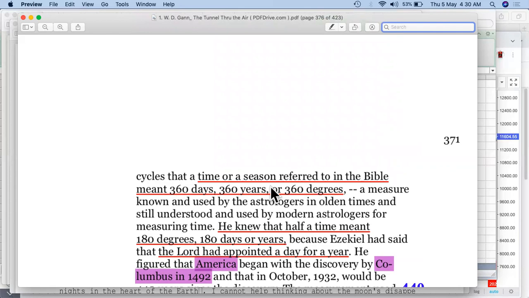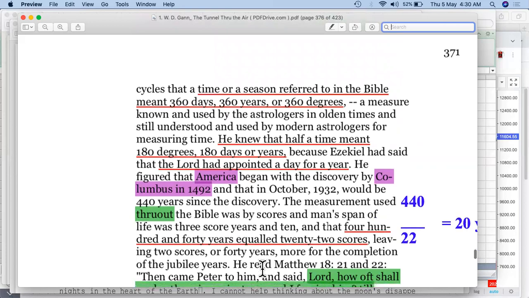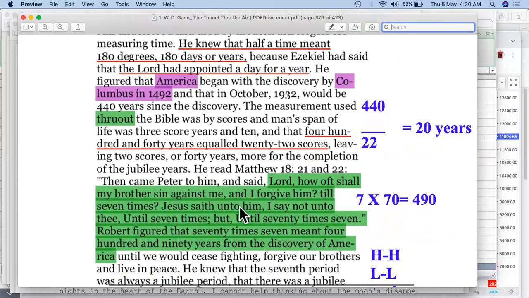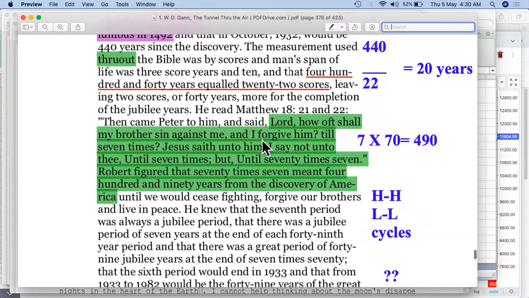So we have already studied this part and tried to interpret it, because Ezekiel has said that the Lord had appointed a day for a year. He figured that America began with the discovery of Columbus, right? So we saw this part previously. We also saw how this 490 comes in.